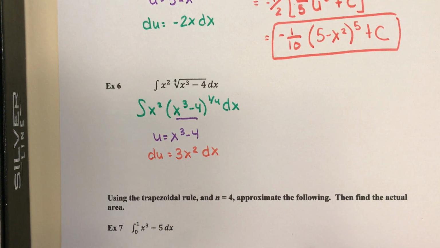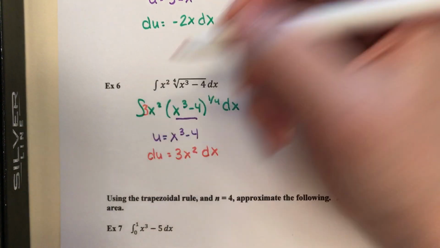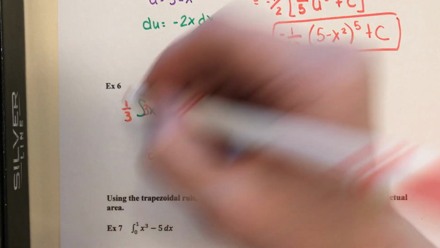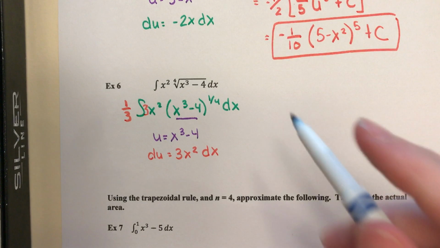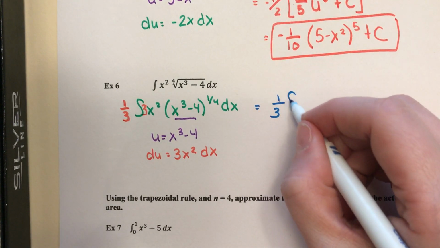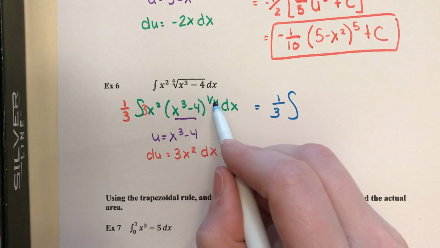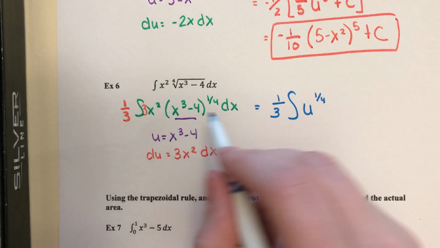So I don't have a 3x squared dx, but I do have an x squared dx. So I'm going to add in the 3 that I need and balance it out with a 1/3 on the outside. So now I'm ready to write my new integral. So that's 1/3 the integral. I've got u to the 1/4, and then everything else is du.